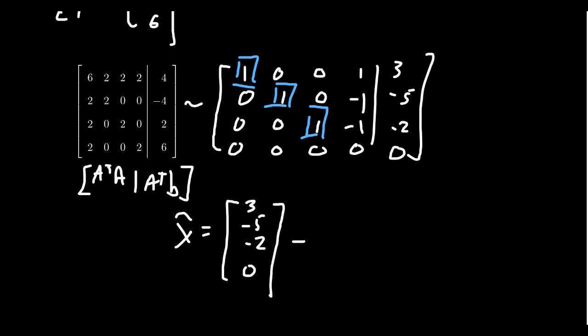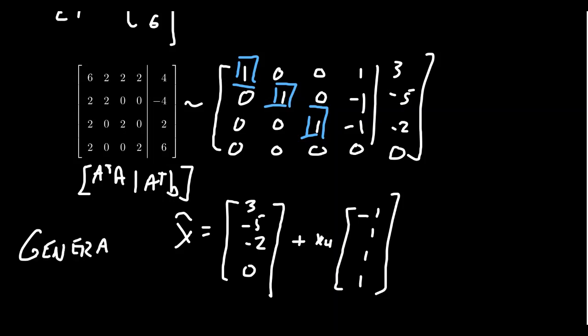And then we have one free variable which coincides with x4. And that free variable, if we just look at the negation of the fourth column, we get negative 1, 1, 1, and 1. So this is the general least squares solution.